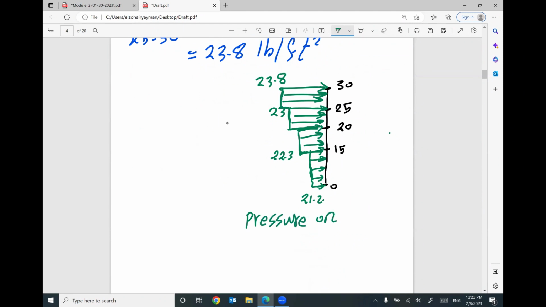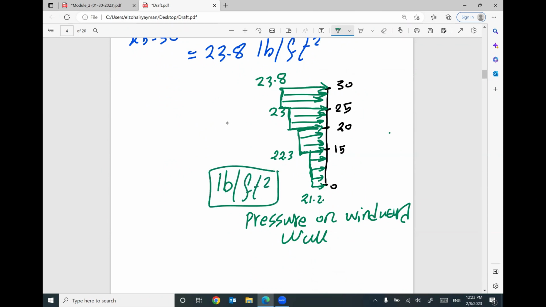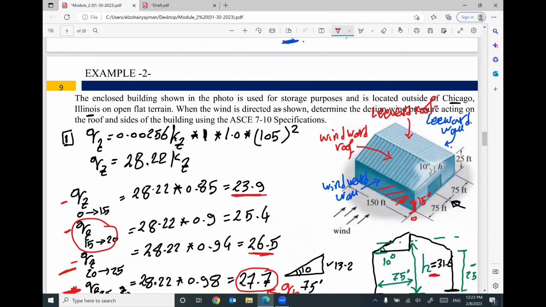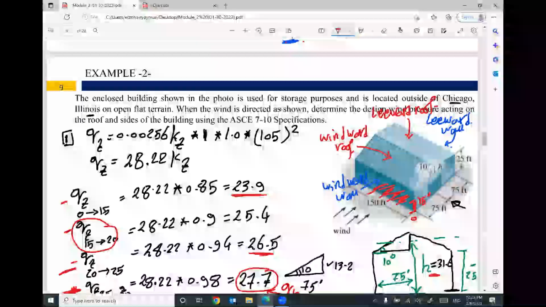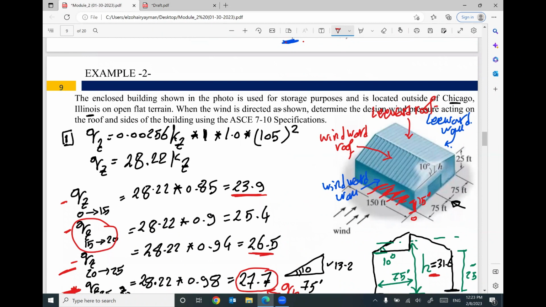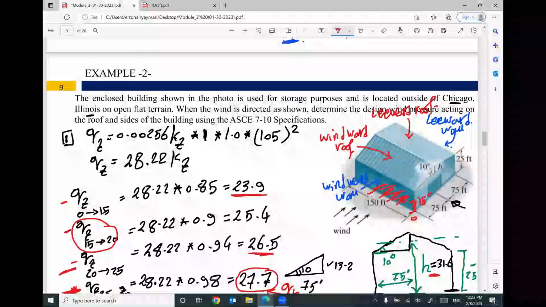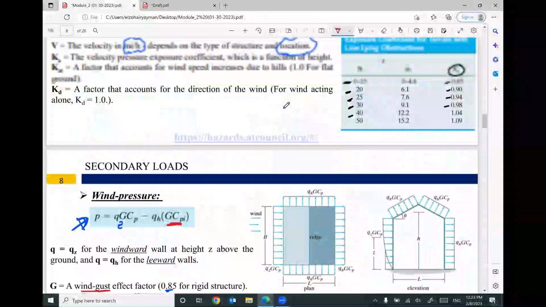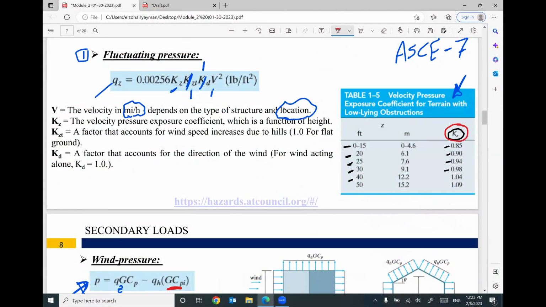Keep in your mind this pressure on the windward wall of your building is in pounds per square foot. This pressure is acting on this side of the building as a surface load, but this pressure is not constant. It becomes bigger when you go up, and that makes sense based on this table, based on the factor KZ.